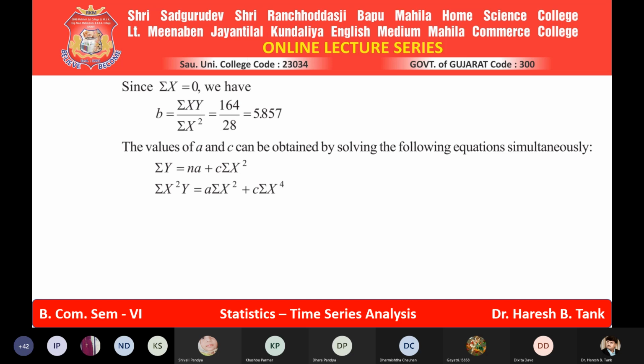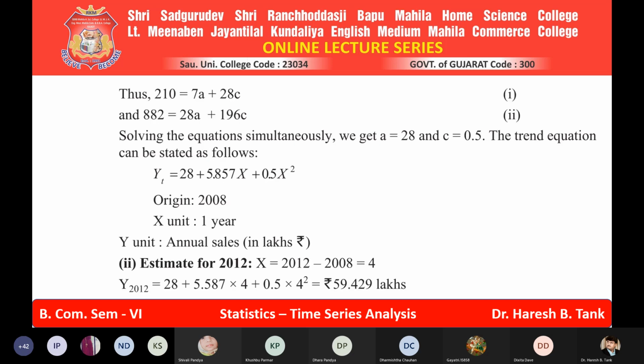Okay, and to get the value of a and c, we have to solve the first and third equations. The first and third equations are shown on the screen right now. Summation of y is n times a plus c times summation of x square. And summation of x square y is a summation x square plus c times summation of x raised to 4. All these values are already with you. You just try to generate two different equations, get them solved, and you will get the value of a and the value of c.